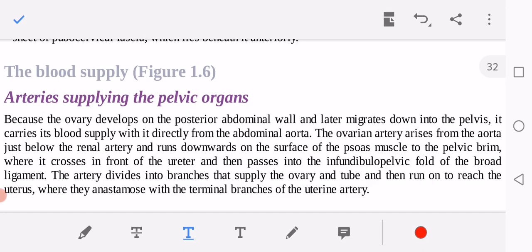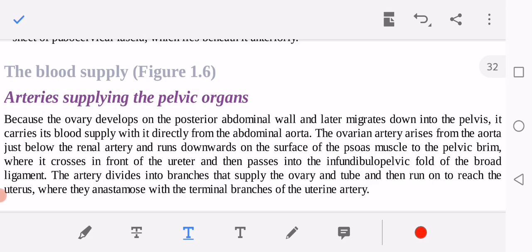Arteries supplying the pelvic organs. Because the ovary develops on the posterior abdominal wall and later migrates down into the pelvis, it carries its blood supply with it directly from the abdominal aorta, and there can be an MCQ regarding its blood supply. Okay, the ovarian artery arises from the aorta just below the renal artery and runs downwards on the surface of the psoas muscle to the pelvic brim, where it crosses in front of the ureter and then passes into the infundibulopelvic fold of the broad ligament.